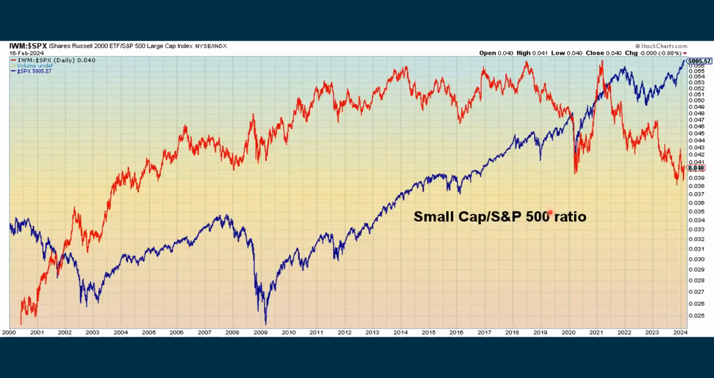And then we look at a ratio between small caps and the S&P 500. That's the red line. Right near the end of 2023, this is really going up as we were supposedly seeing the January effect. Then we hit 2024 and boom, we've been going down.